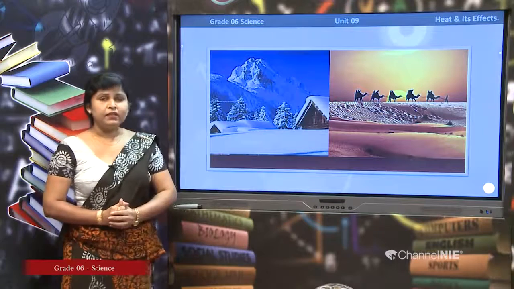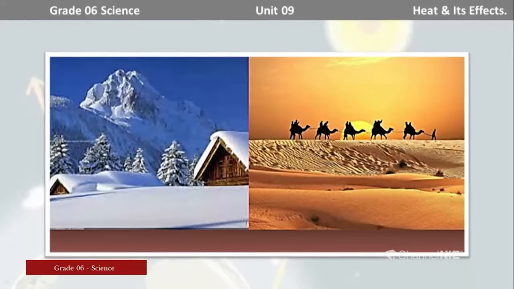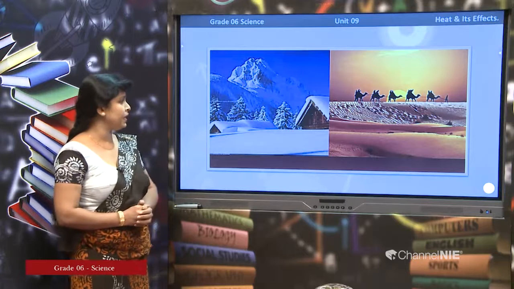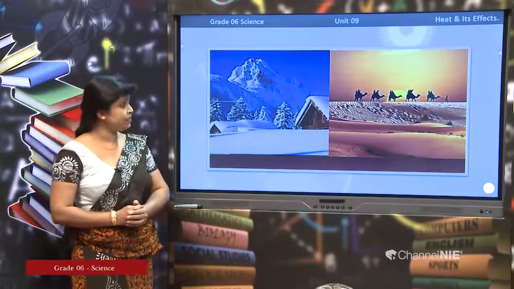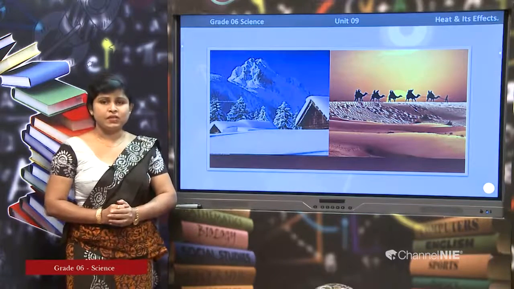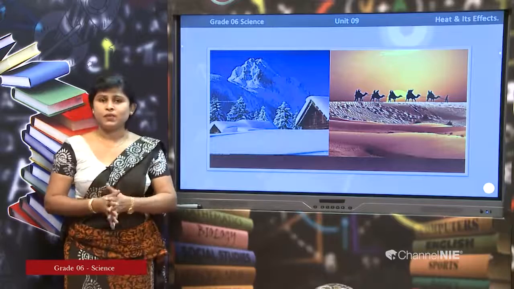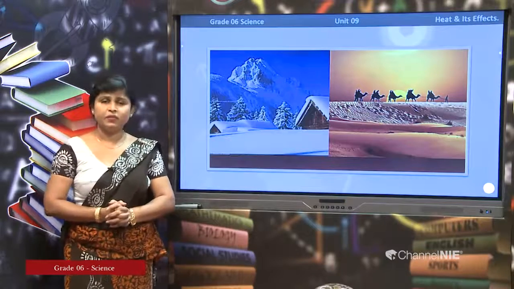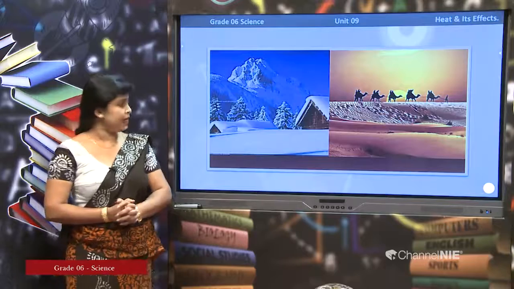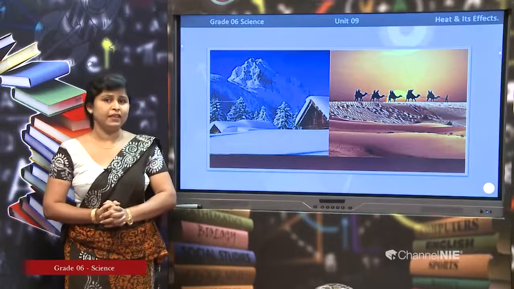Here also there are another two pictures. The first picture is showing you an extreme cold climate. All the things in the environment are covered by snow. But look at the second picture. You can observe that it is an extreme hot climate. It is a desert. You can see the camels are traveling across the desert. There are two different situations, right? Both these situations are created just because of the difference of heat. So you can understand that heat is affecting many things.